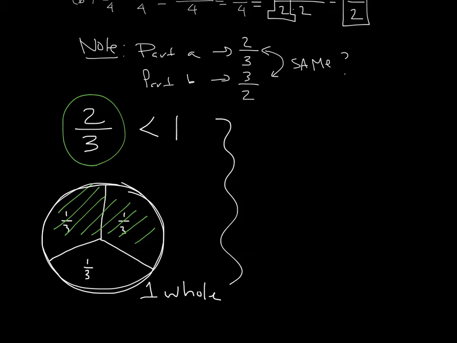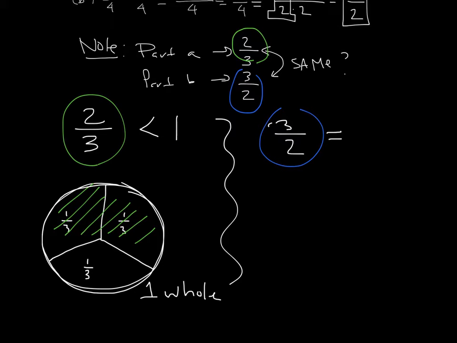The next one, let's maybe do it in blue, just to color code this. So I have 3/2. Now notice it's just the reciprocal, so it's going to be different in this case. Notice here the numerator is less than the denominator for 2/3, and that usually means it's less than 1. When the numerator is greater than the denominator, it's not going to be less than 1.